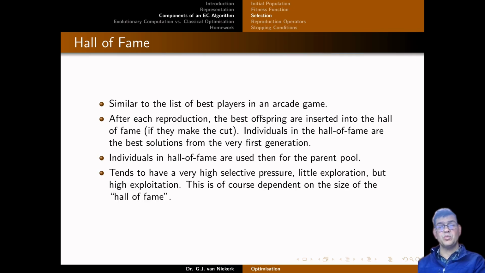And these are the best ones from the very first generation. This tends to have a very high selective pressure with little exploration and of course high exploitation. But it's heavily dependent on how large this Hall of Fame is. So you might have a population of, let's say, 100, and then your Hall of Fame is only 10, and then only the individuals in that Hall of Fame are used for reproduction. But of course, it depends on how large that Hall of Fame is. If the Hall of Fame is the same size as the population, then of course your selective pressure is not as high.